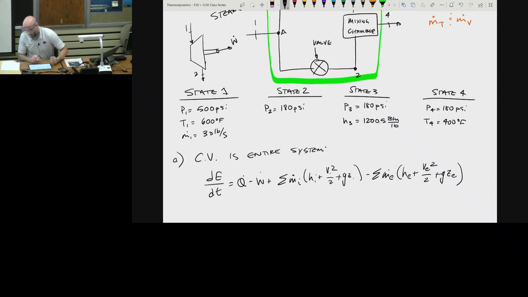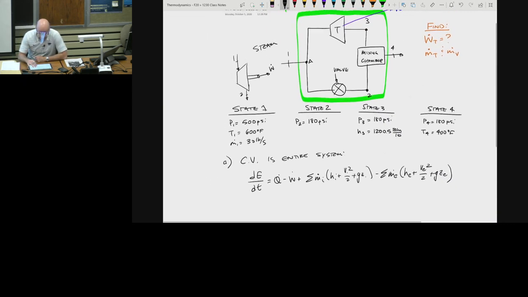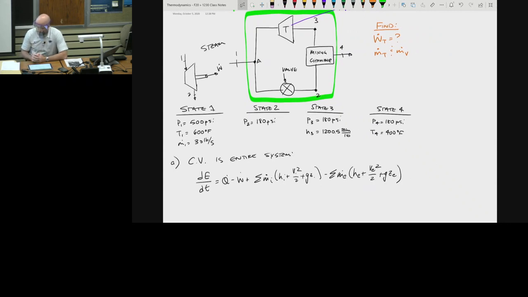Okay, now, I didn't tell you in this problem, when I set it up here, anything about whether this is running at steady state or not. But I also didn't tell you anything about how it's changing with time. I didn't say it's ramping up to this value, it's going up to 600 degrees Fahrenheit, or it's coming down from that. So in the absence of that information, I'm going to assume it's steady state.